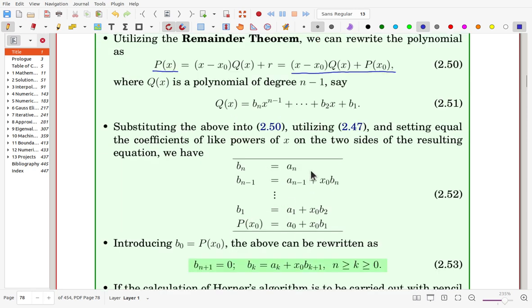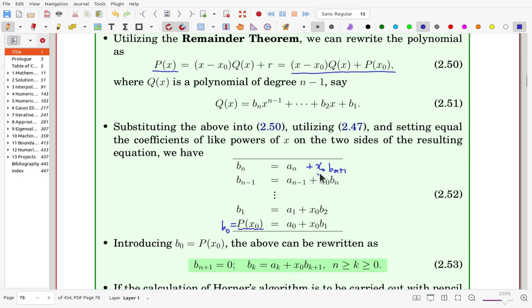If we put here, for example, plus x0 and bn plus 1, then it's the same form: bn is an plus x0 bn plus 1, and bn minus 1 is an minus 1 plus x0 bn. So here, the indexes go down. And of course, for the last one, we define this as b0. Now all of these equations can be written this way.